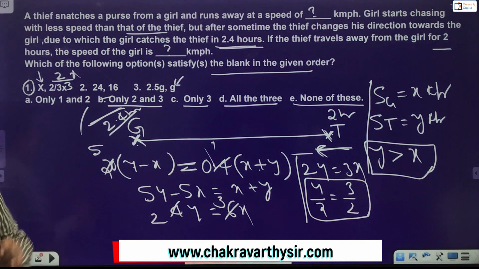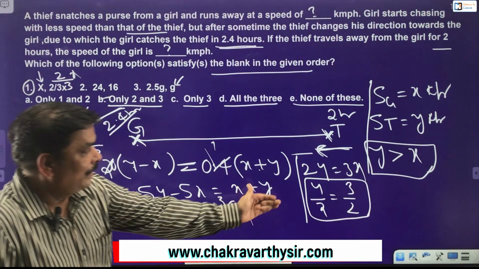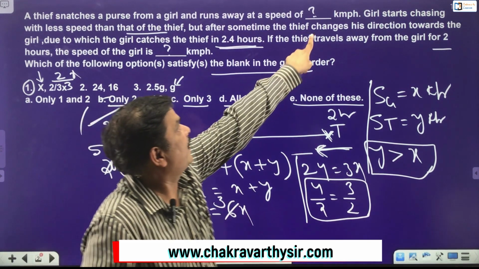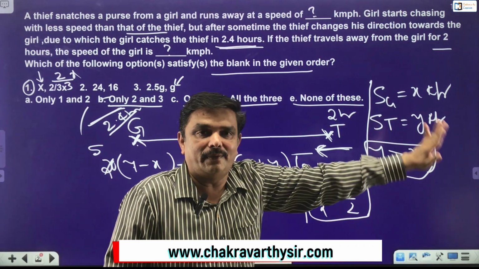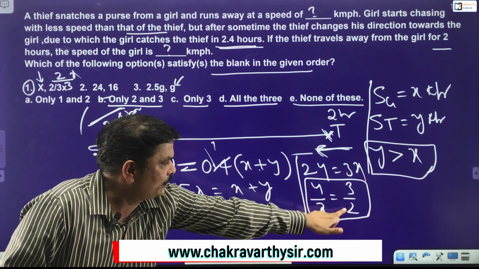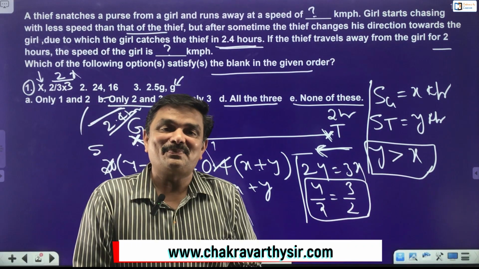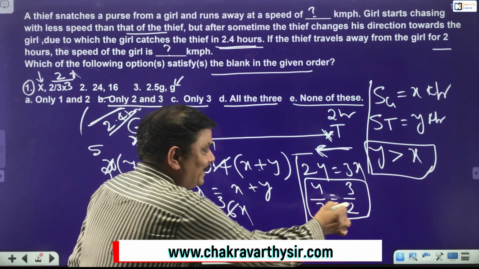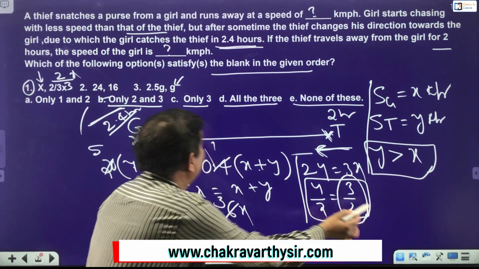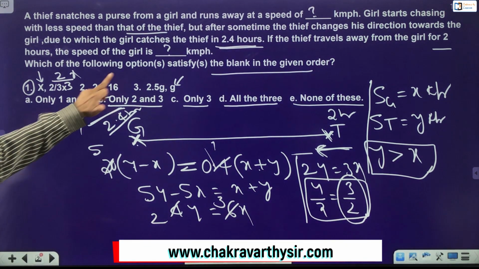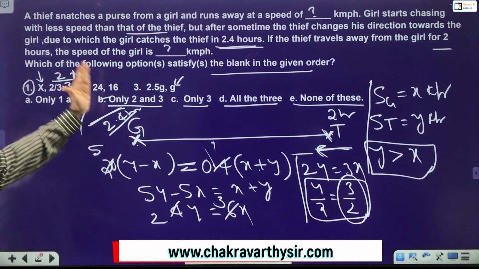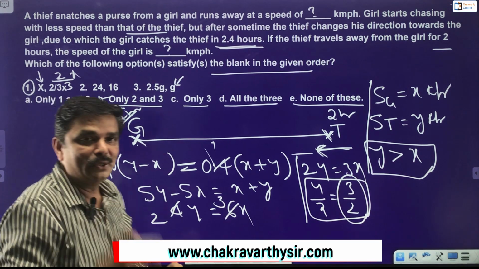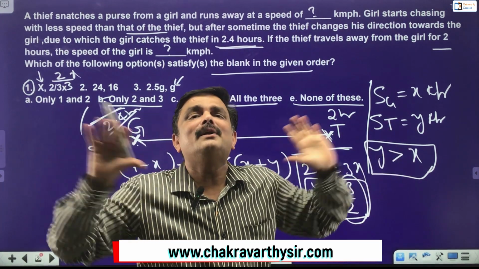How simply I have solved the question here. Here the ratio of speeds: thief is y, and girl is x. Y is greater than x. For that reason, y is 3 and x is 2. Now got the idea? Now this ratio you have to substitute in the given three statements. They have given 3 statements, and we check which value or values satisfy the condition.